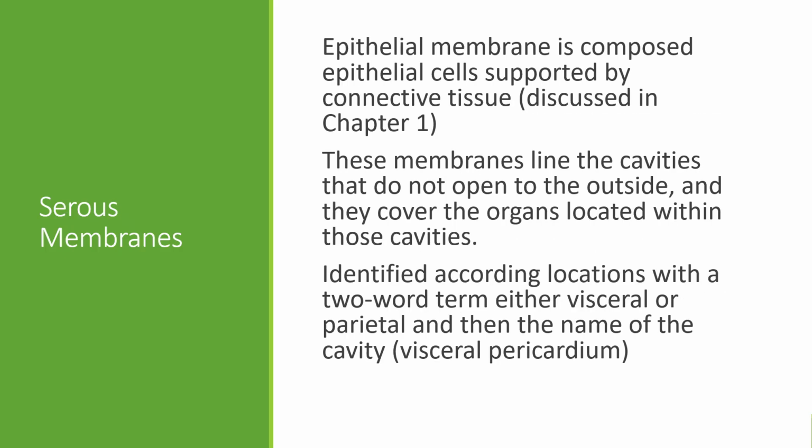And finally, the one that you already know about, serous membranes. This is epithelial membrane that's composed of epithelial cells supported by connective tissue that we talked about in chapter 1 at the very end. These membranes line the cavities that do not open to the outside world. It also covers the organs that are located within those cavities. It's identified according to its location with a two-word term that includes visceral or parietal and then the name of the cavity. So, for example, the visceral pericardium or the parietal peritoneum. So we talked about all of those.